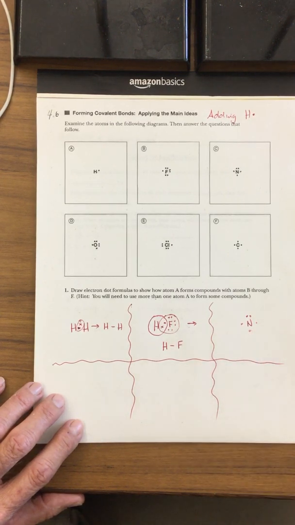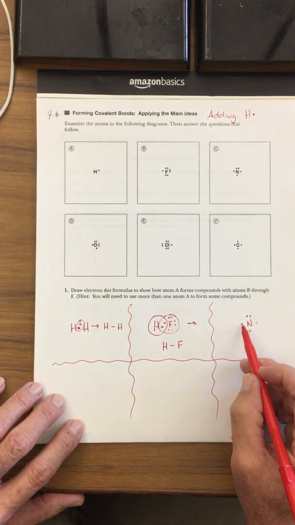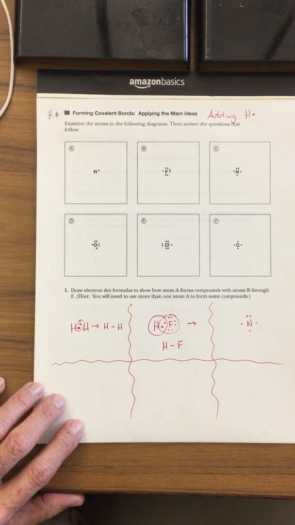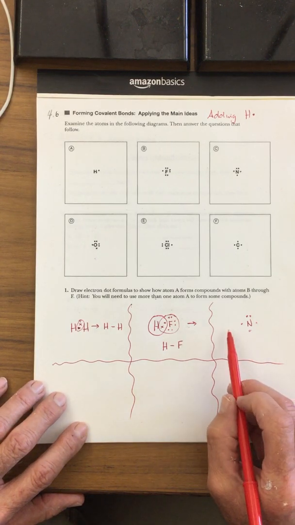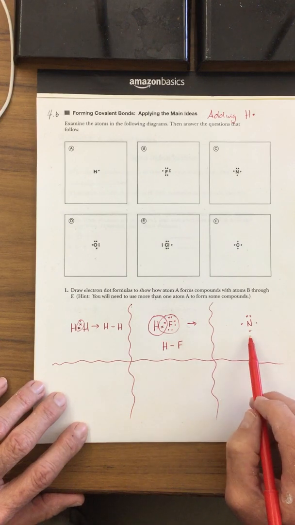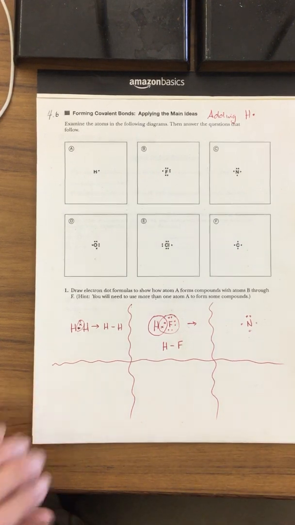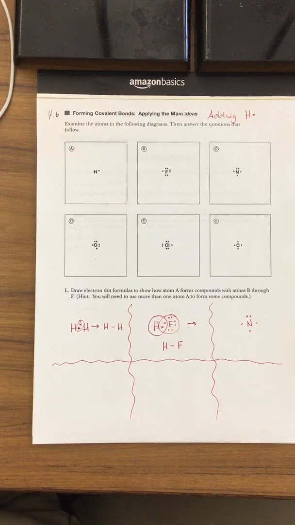How many does nitrogen need to share? It needs to share 3 in order to get 3. So let's bring in the hydrogens. Okay, what would it look like? Hydrogen here, hydrogen here, hydrogen here. I'm going to pause, and I'd like you to go ahead and see if you can write that.